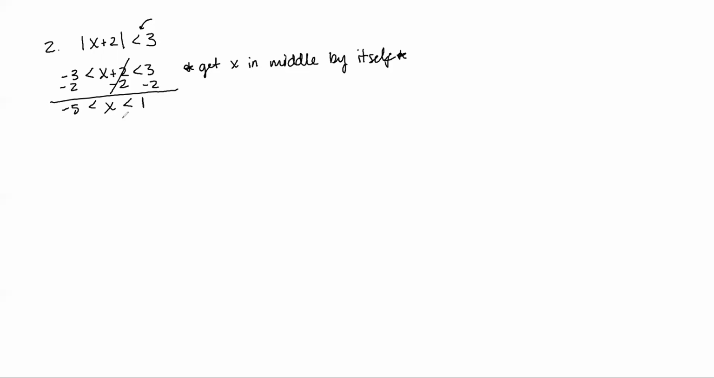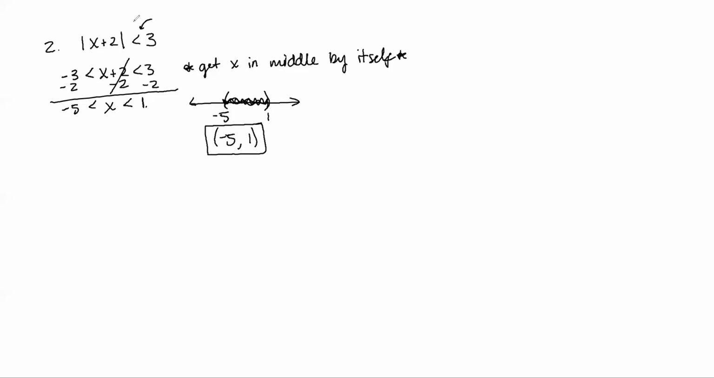And now if we go ahead and graph this one, we're going to have -5 and 1 as our 2 numbers. And we're going to have everything in between -5 and 1 because x is between these 2 numbers. So let's put parentheses because it's just less thans, and shade in between. And so our solution here, we're going to have -5 with a parenthesis, comma, up to 1 with a parenthesis. So any number between -5 and 1 is a solution to this absolute value inequality.